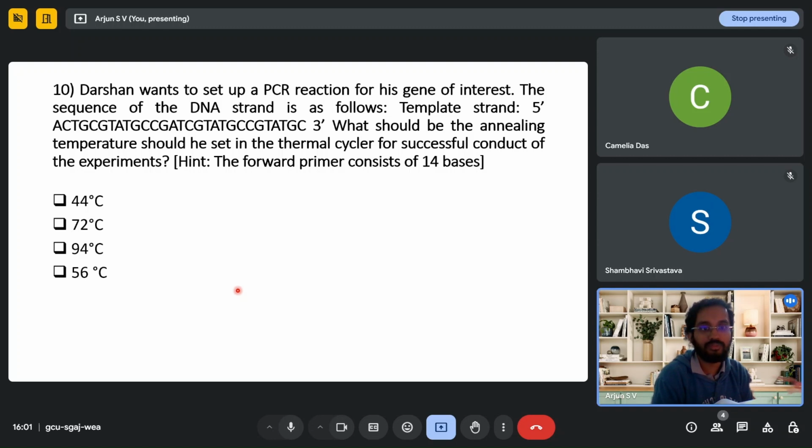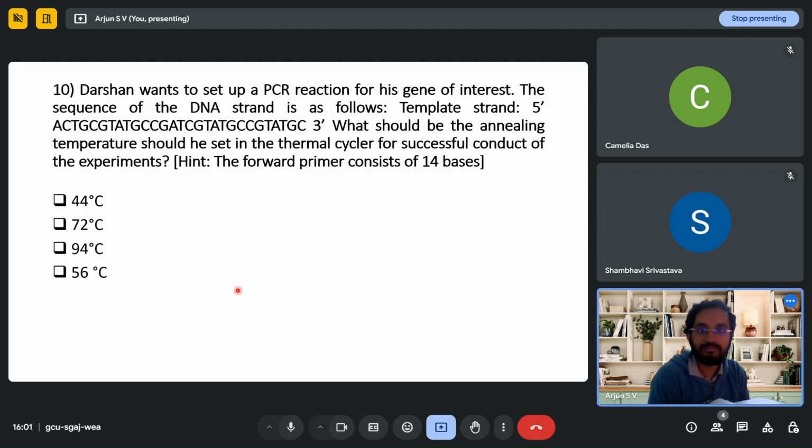Once you have a proper annealing temperature calculator, you know that it is based on the melting curve and melting temperature of your primer. Once you know your primer sequence and your template strand sequence, you will get to know what the annealing temperature will be. And annealing temperature also depends on the GC content, the guanine and cytosine content present in your primer as well as the template strand.